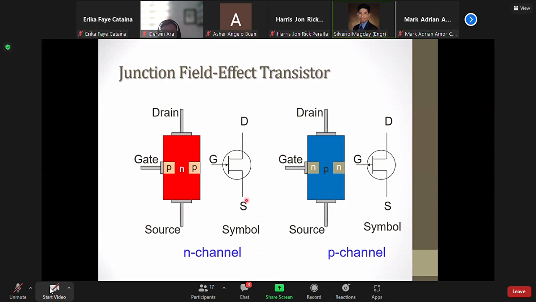For an N-channel, ganito yung schematic. For a P-channel, ganito naman. Parang yun, nakapasok na, or NPN, pasok na pasok. PNP, nakapasok na, so parang palabas na, lalabas na, kumbaga ganun. So P-channel yun. So PNP na yun, pasok na pasok, ganun. Ganun yung schematic symbol. So take note.